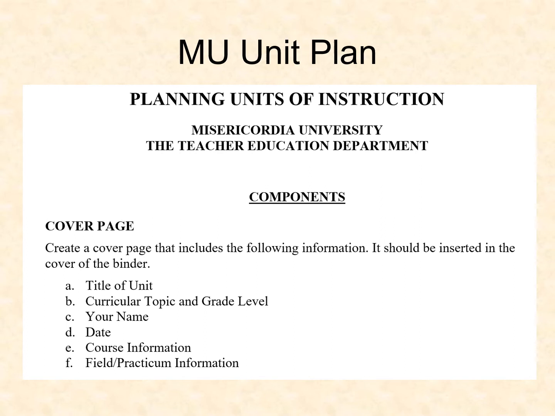The first portion of this document talks about the components of the unit plan, and it begins with a cover page. Now notice it talks about a binder. For the purposes of our class, you're going to submit everything electronically, so you do not need a hard copy nor a binder. Ultimately, for student teaching, you will do this in the form of a binder. On the cover page, notice there are some very specific items that are asked for to be included.